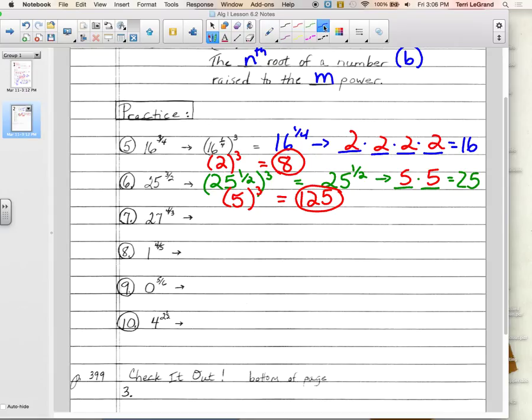Let's see. Aaron, I need you to tell me what 27 to the 4/3 power is renamed as a power to a power. 27 to the 1/3 power. We're going to learn how to say this right. Come on, we can do it. 27 to the 1/3 power to the 4th power. There we go. Do you guys agree? Yes.